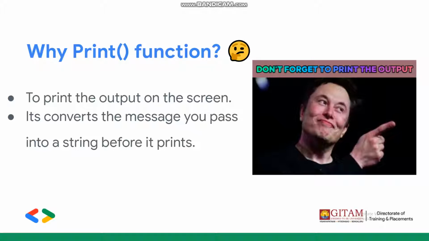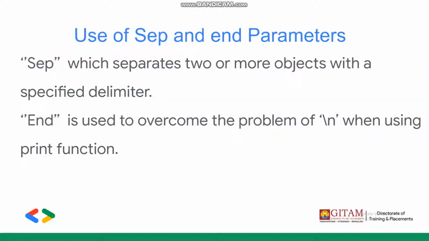Then it also converts the message you pass into a string. It can be anything, like an object, an int, or a float. But before it prints the output on the screen, it converts it into a string and then prints it on the screen.